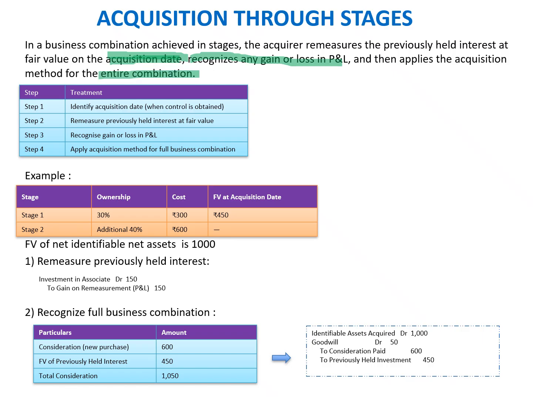So it's being done in steps. Under step one, we have to identify the acquisition date when the control is obtained.